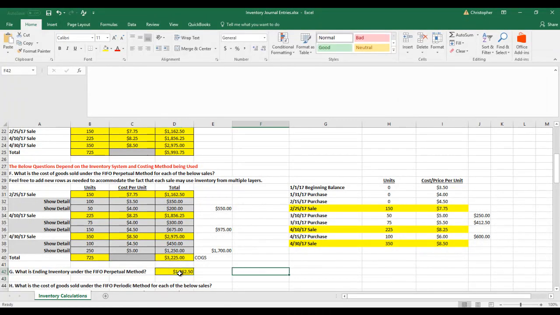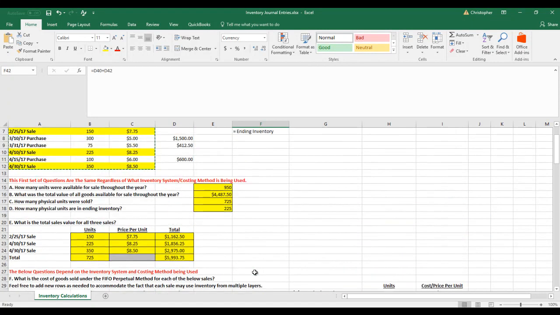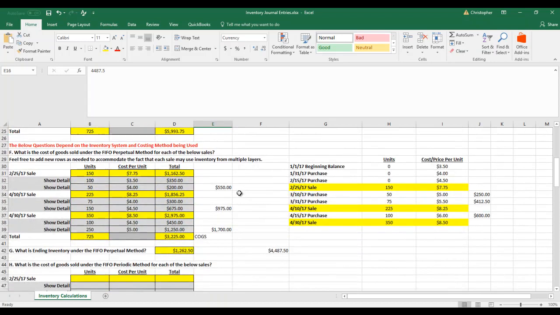So that's the answer for the ending inventory, but it's very important to know that if we add up cost of goods sold and this ending inventory figure, it doesn't matter what method we use, here we come up with $4487.50, which has to match the total goods available for sale throughout the year. We said those goods are in one place or another. They're either in cost of goods sold or they're in ending inventory. There's no exception.